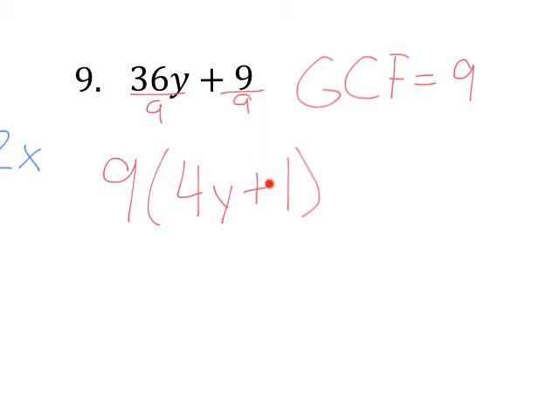Because if you just wrote 9 parentheses 4y, if you distribute that back into the parentheses, what would you be left with? Just 36y. You wouldn't have 36y plus 9. So you have to make sure anytime a piece fully cancels out, you still put a plus 1 placeholder in its place. Okay? All right, so any questions there?